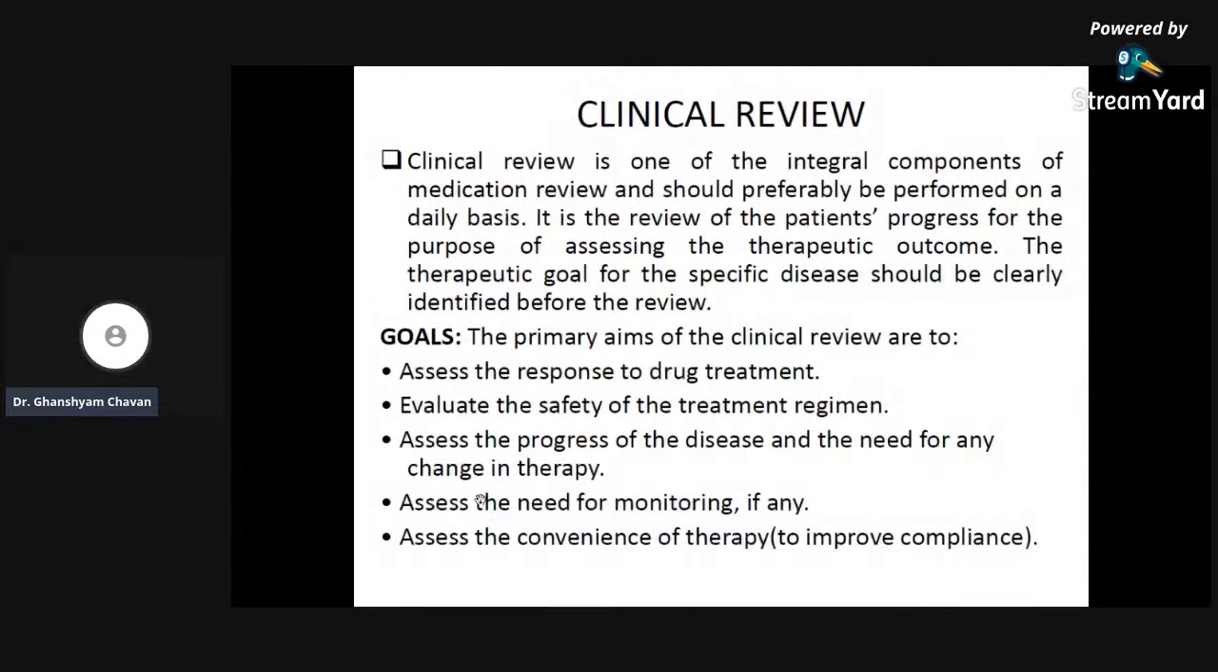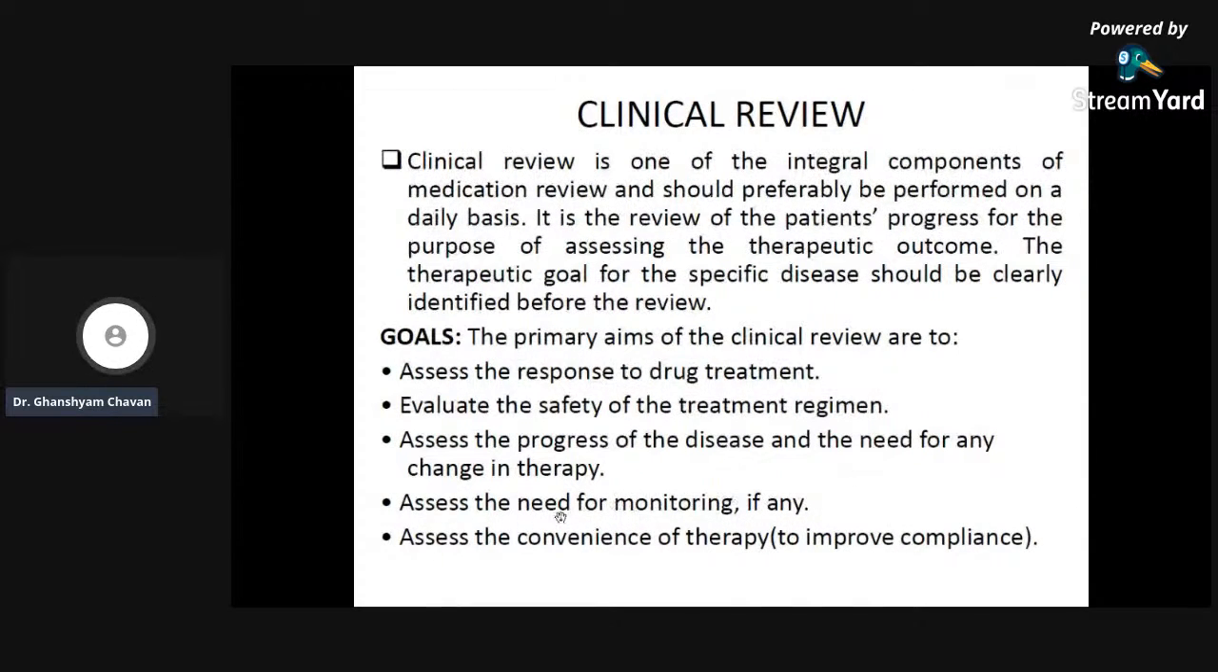Next is to assess the need for monitoring. If your monitoring criteria is not proper, you should analyze your criteria, and you should change it if any problem is there. If it is going in a good direction, then don't change your criteria.